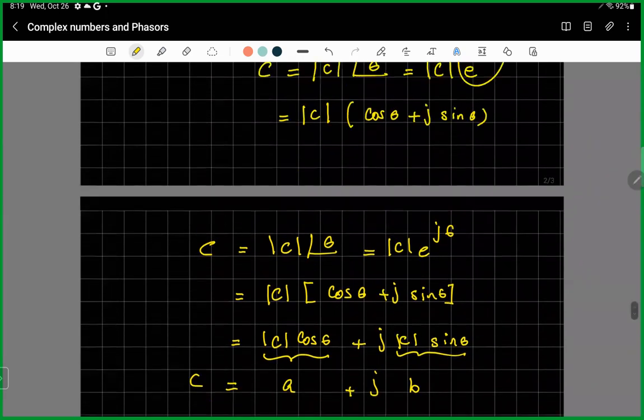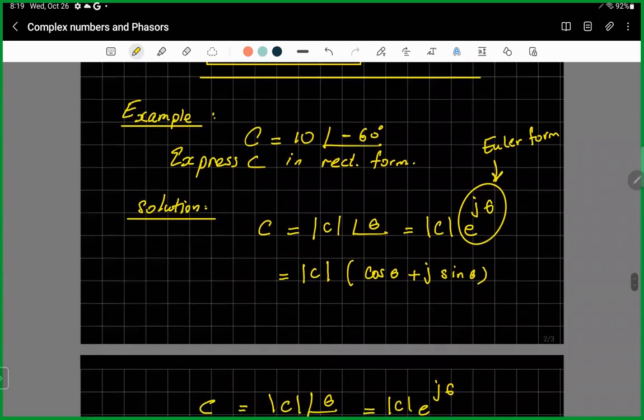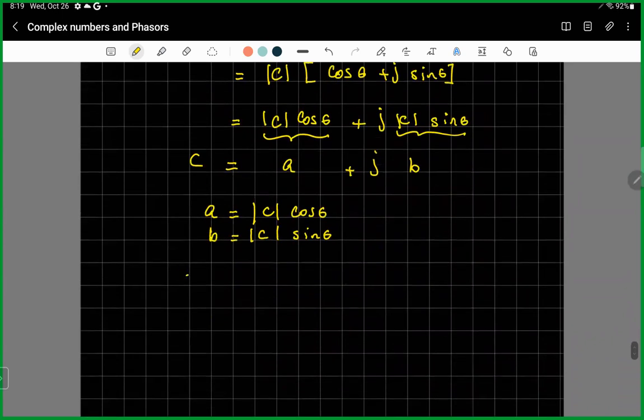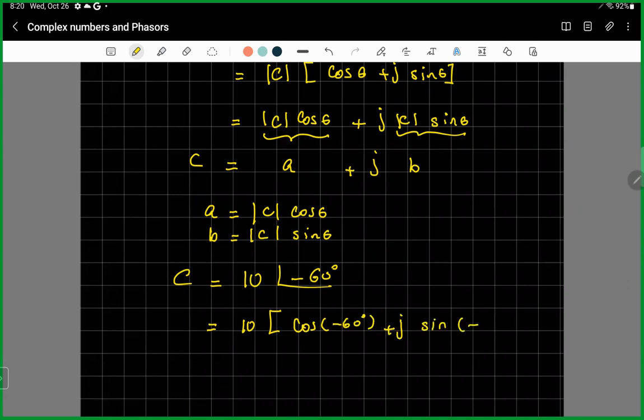Let me now go to the problem that we have. We have C equal 10 on angle negative 60. The problem is given C equal 10 on angle negative 60. So if you do the same thing, you will say 10 cosine negative 60 plus j sine negative 60 equal 10 cosine negative 60.